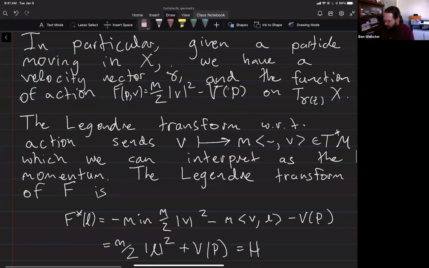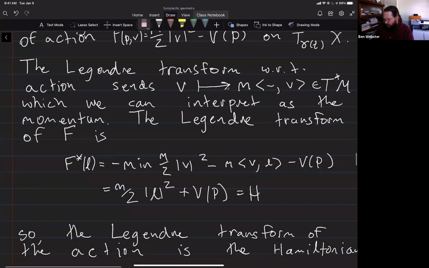All right, well, we also can take the Legendre transform of our function. And that's defined as minus the minimum of this energy function minus the linear function of the momentum, thought of as a linear function on the set of velocities. And if you follow that through, what you're going to get is exactly the Hamiltonian.